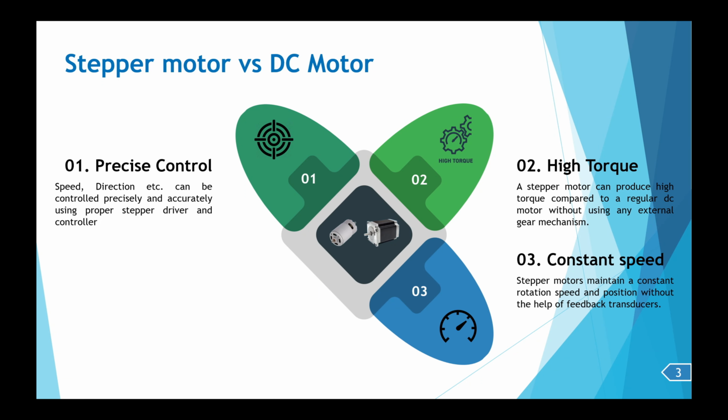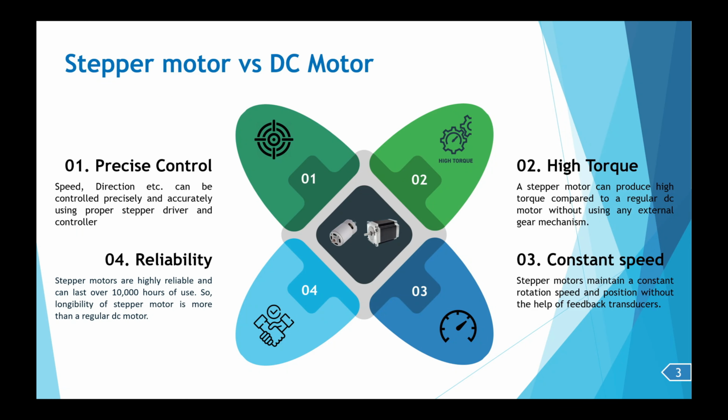The third one is constant speed. Even under heavy load, the stepper motor maintains almost a constant speed, whereas in a DC motor, if the load is increased, the speed decreases rapidly. The fourth one is reliability. The longevity, or the life, of a stepper motor is much more, almost 10,000 hours of continuous use, which is much more than a DC motor. Now, the problem is, unlike a DC motor, we cannot connect a stepper motor directly to the supply.